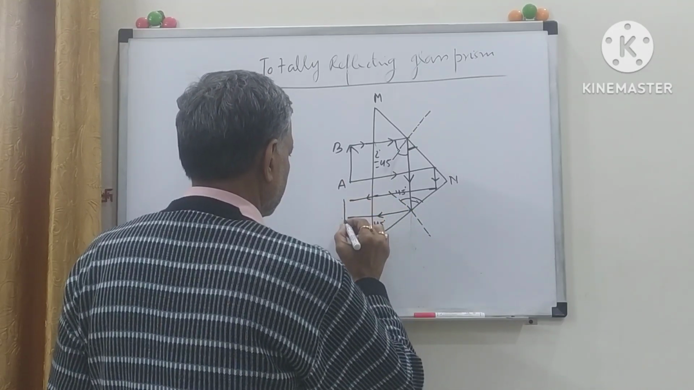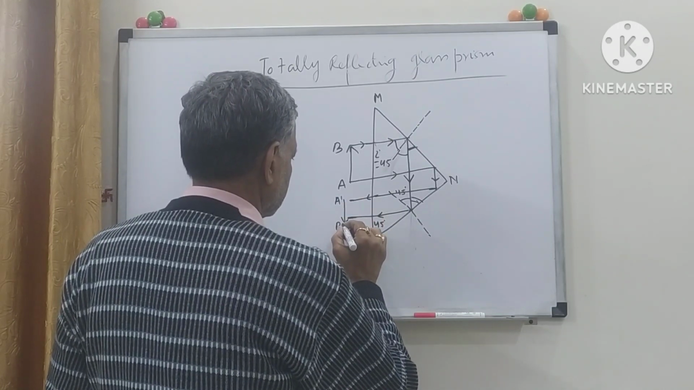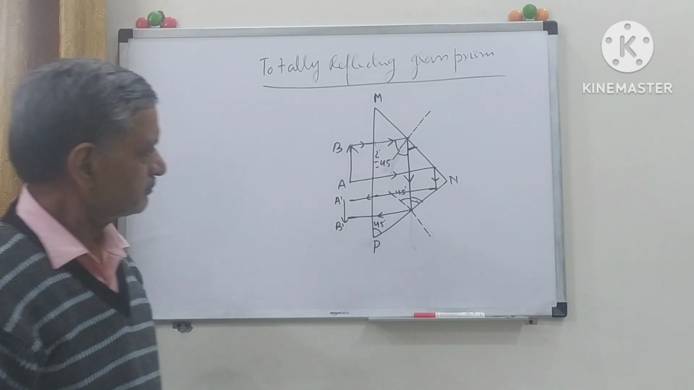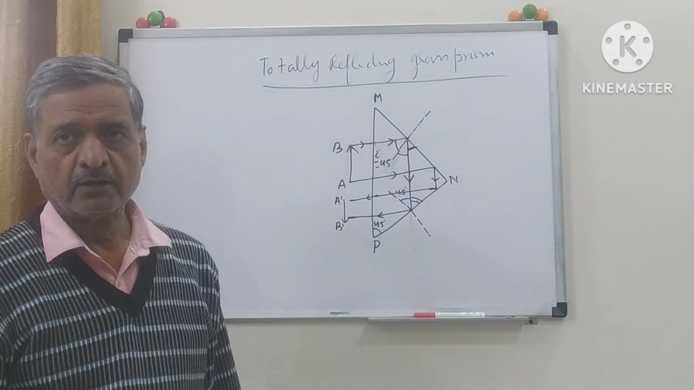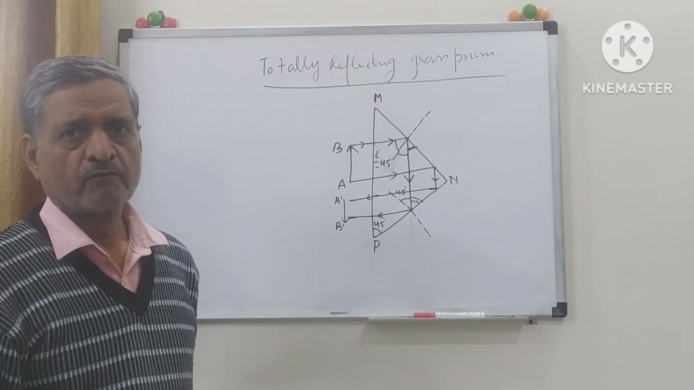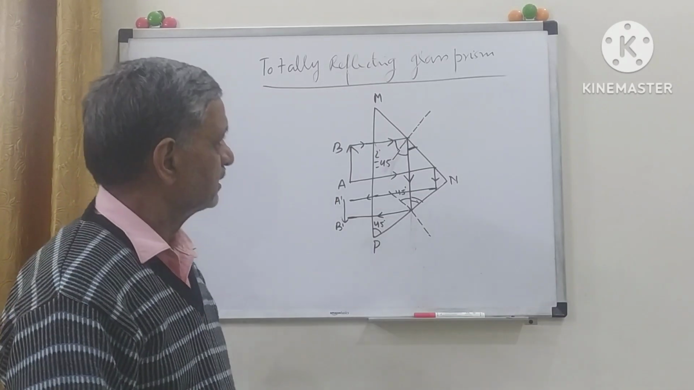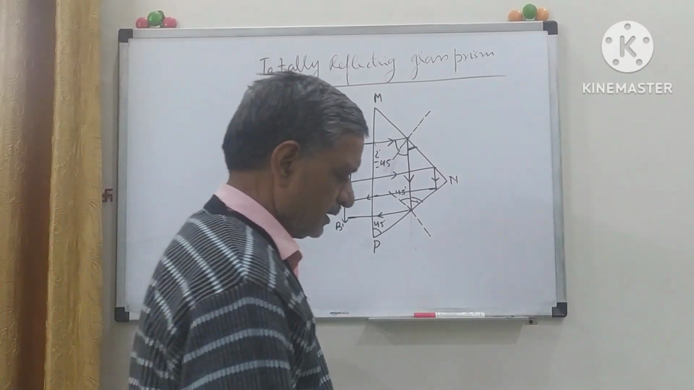So the image will appear like this. This is point A, this is point B. So an inverted image is formed. All right? Okay, so this is one of the applications of this total internal reflection.